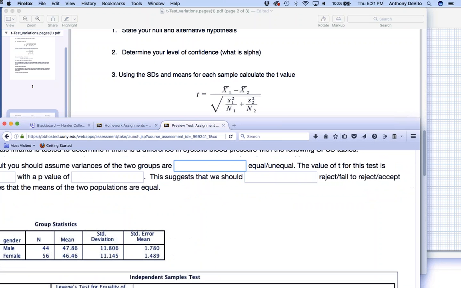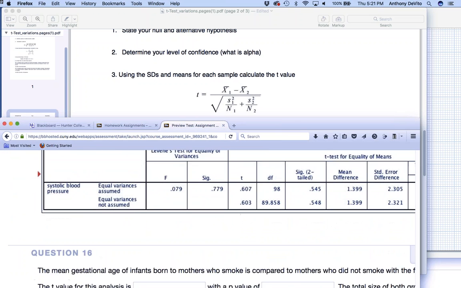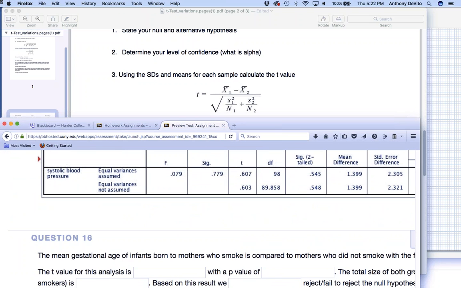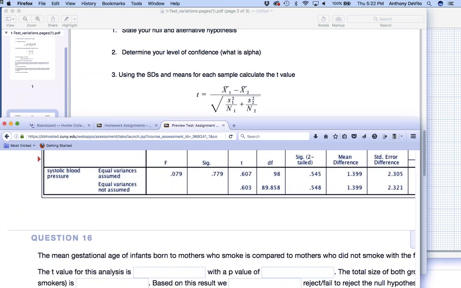The value of t for this test is, let's look at the table. What's the value of t? Is it 0.607 or 0.603? Which line do we use, the top one or the bottom? We failed to reject that, so we're going to stick with the idea that they're equal. So we use the top line. The value you should be typing in there is 0.607, not 0.603.